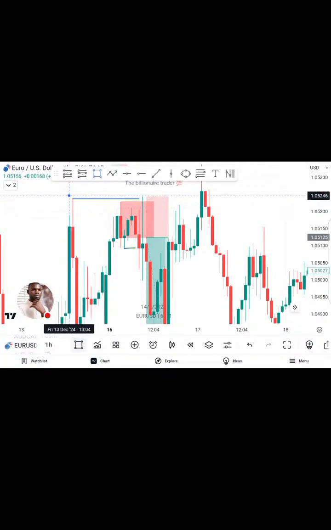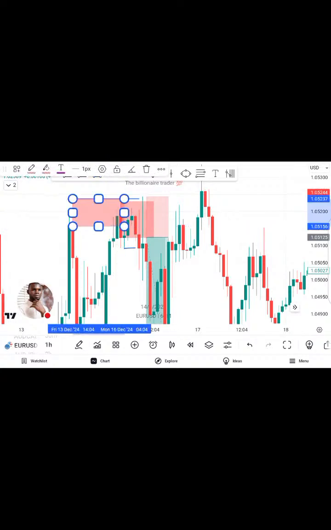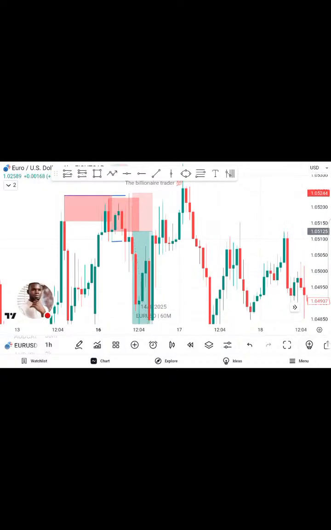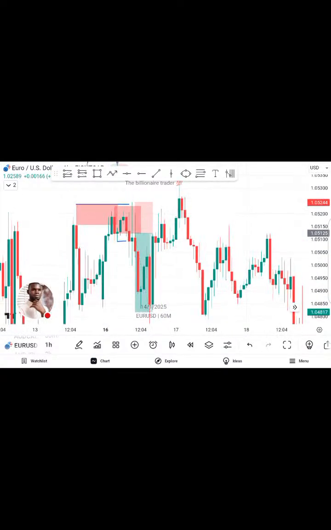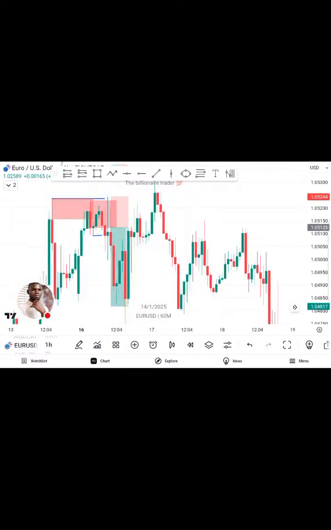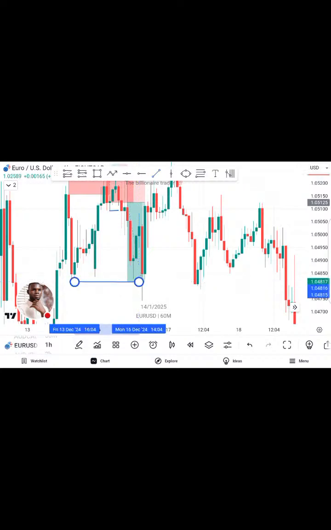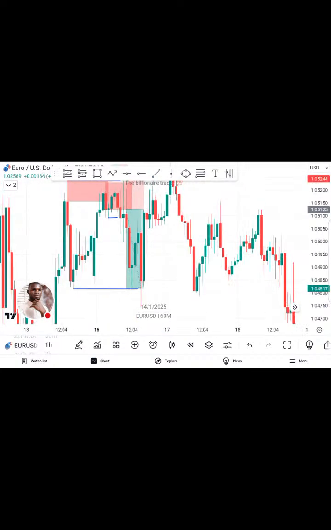red candle, which is a reaction from that. A supply zone was created as a result of mitigating that supply zone before invalidating it. And price actually came back there to respect it. Okay, and this low was taken out because price has already mitigated it.